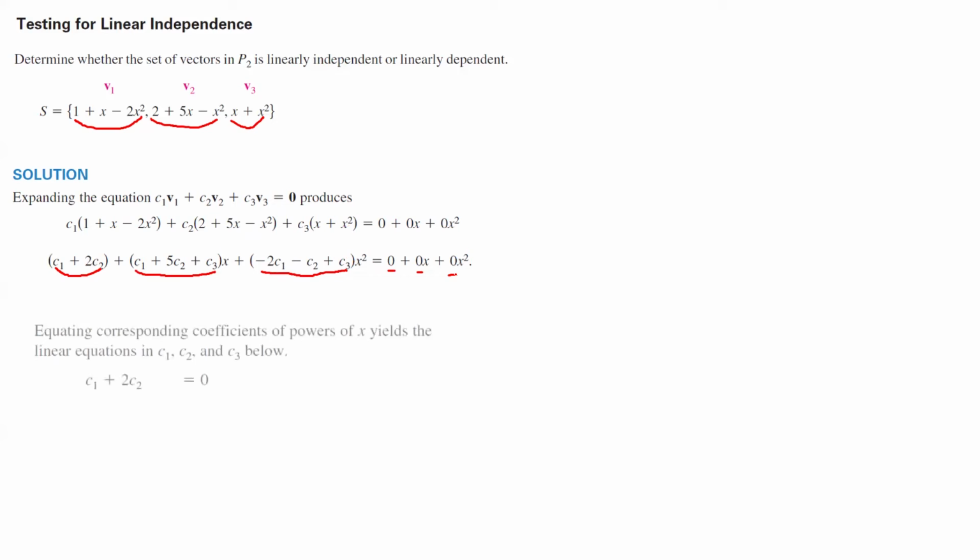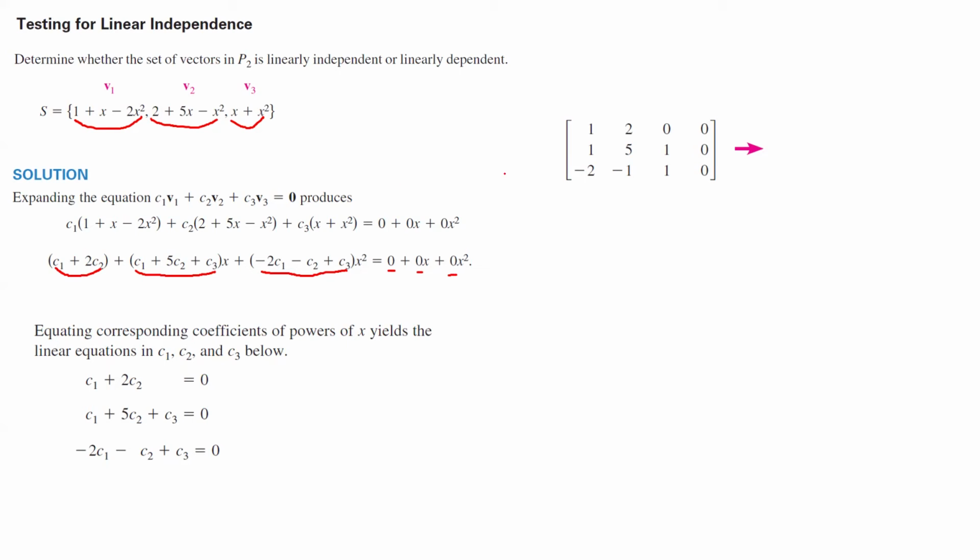So let us begin. C1 plus 2C2 is 0. C1 plus 5C2 plus C3 is 0. Negative 2C1 minus C2 plus C3 is equal to 0. So you have 3 equations and 3 variables. You can easily form the matrix. You have 1, 2, 0, and 0, which are the coefficients of these variables. Your variables now are the Ci's. You get 1, 5, 1, 0, and finally you have -2, -1, 1, and 0.